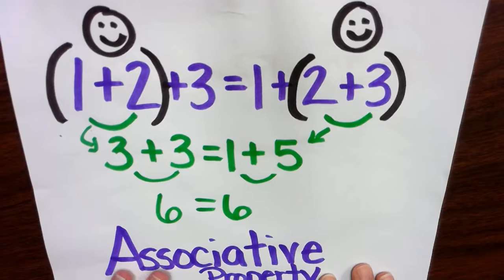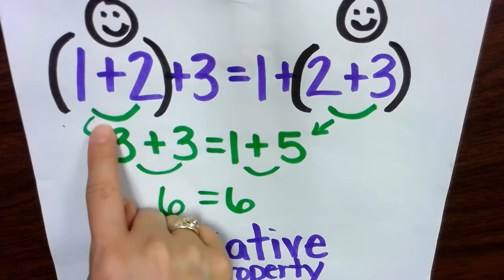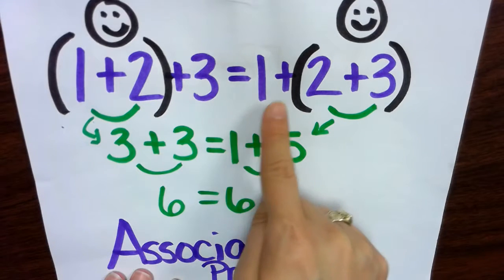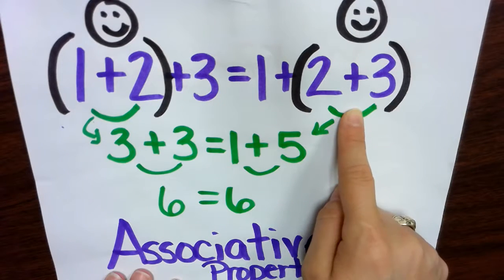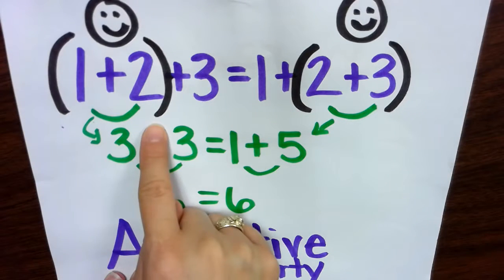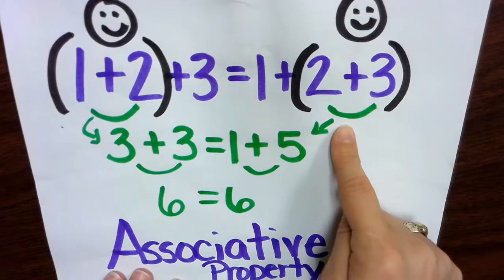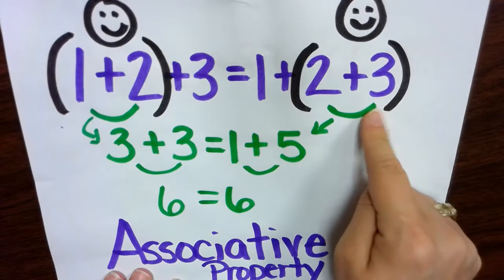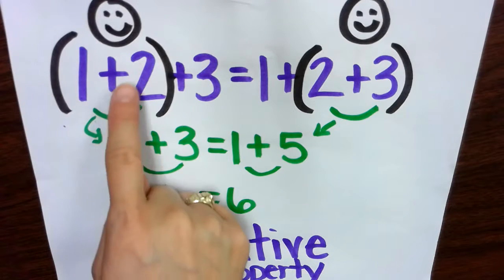Associative property has to deal with the grouping of each number. So this equation here is (1 plus 2) plus 3 equals 1 plus (2 plus 3). They're the same on each side. However, the groupings are different. For this side, they grouped 1 plus 2 with open parenthesis, closed parenthesis. But on this side, they grouped 2 plus 3. And that's totally fine. But you want to make sure that when you're grouping, the groupings are a little bit different.